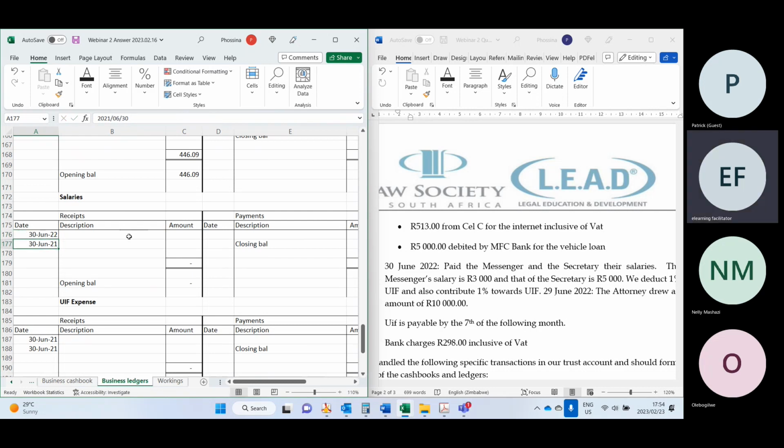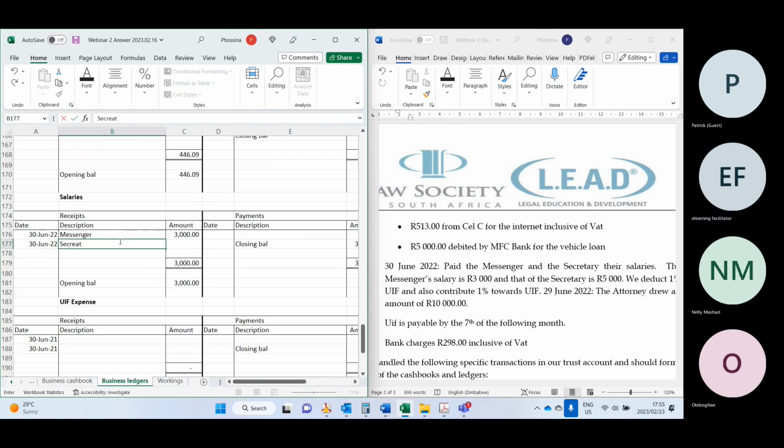So our salary for the messenger becomes the full amount, the gross amount, like what I was illustrating there. It's going to be the gross amount. And for our secretary, it's also the gross amount. That's what we record under our salaries and wages account. So that's our total expense, which is 3,000 and 5,000.